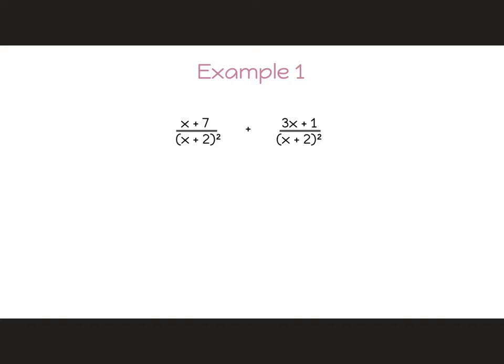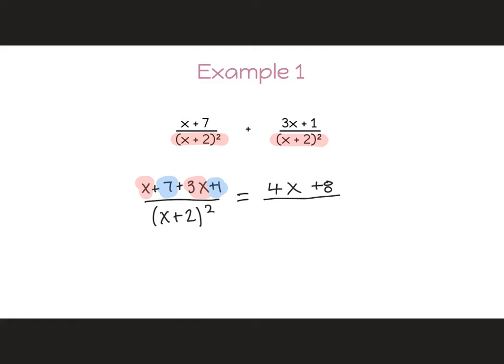So in our first example, I have a common denominator of (x+2)². So I'm going to keep that the exact same. Then I would add my numerators, so x+7 plus 3x+1. From this point, I would just combine like terms. So I have x plus 3x, and I have positive 7 plus 1. x plus 3x is 4x. 7 plus 1 is 8. And then I have that over (x+2)².